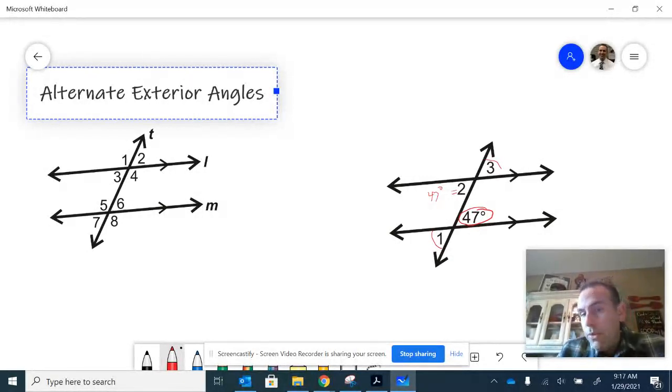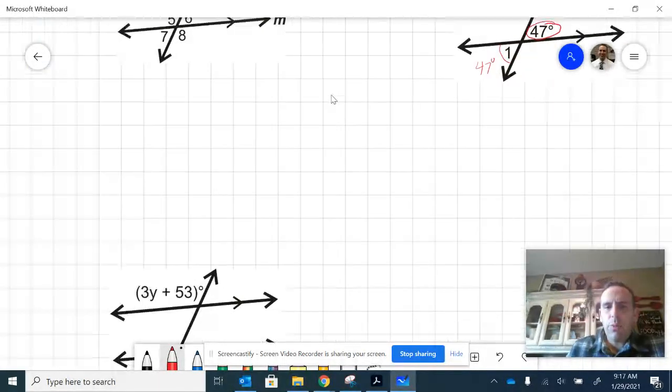I'm just going to put 2 equals 47 degrees, but I mean the measure of angle 2, because of alternate interior angles. Then we can use logic to realize that if angle 2 is 47 degrees, angle 3 is also equal to 47 degrees in measure because it is a vertical angle to 2. And lastly, angle 1 is also 47 degrees, either for the vertical angle reason or because angles 3 and 1 are alternate exterior. Let's take a look at an algebraic example.